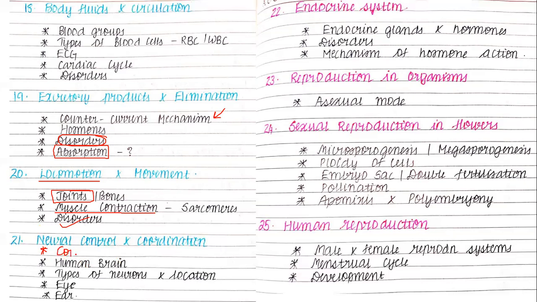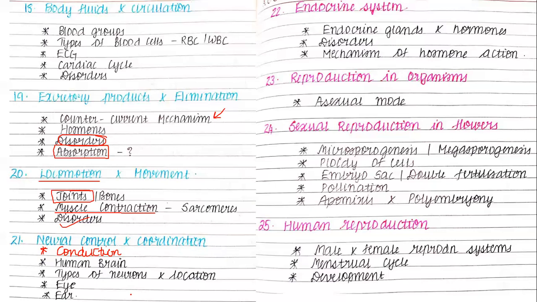that is conduction of nerve impulse. Conduction of nerve impulse is an important topic. How many Na plus ions are pumped inside? How many K plus are pumped outside? Resting potential, polarization, depolarization, important.